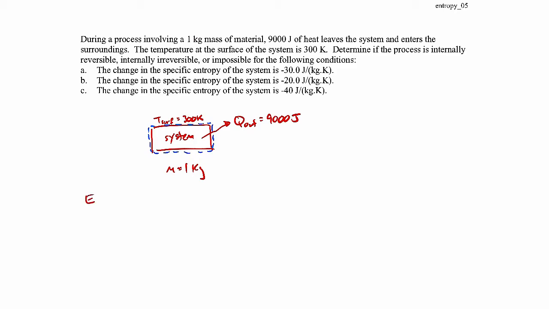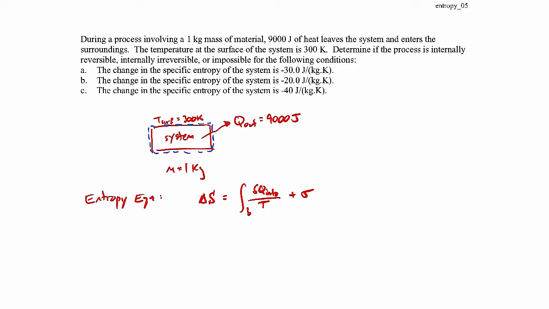So we'll write out the entropy equation. We're writing it out in terms of delta S here. There's no inlet or outlet into this. This is not a rate form. So here's our entropy equation.